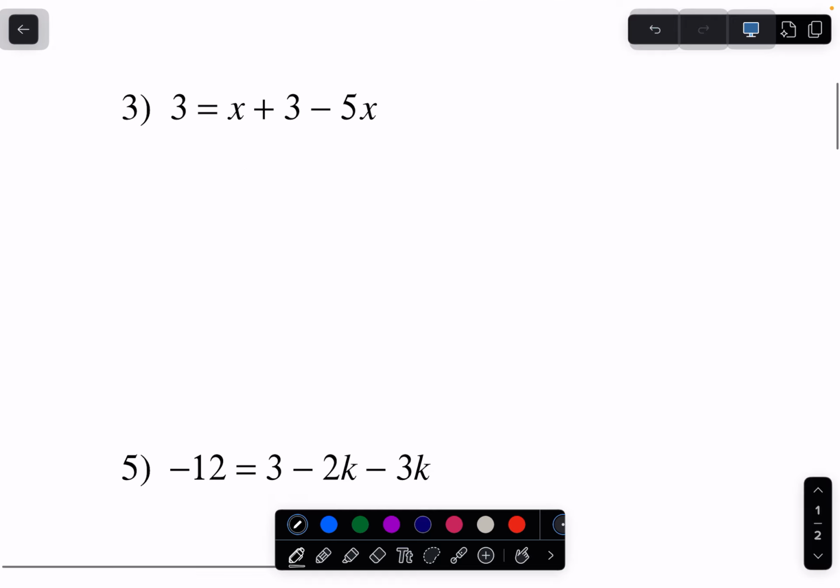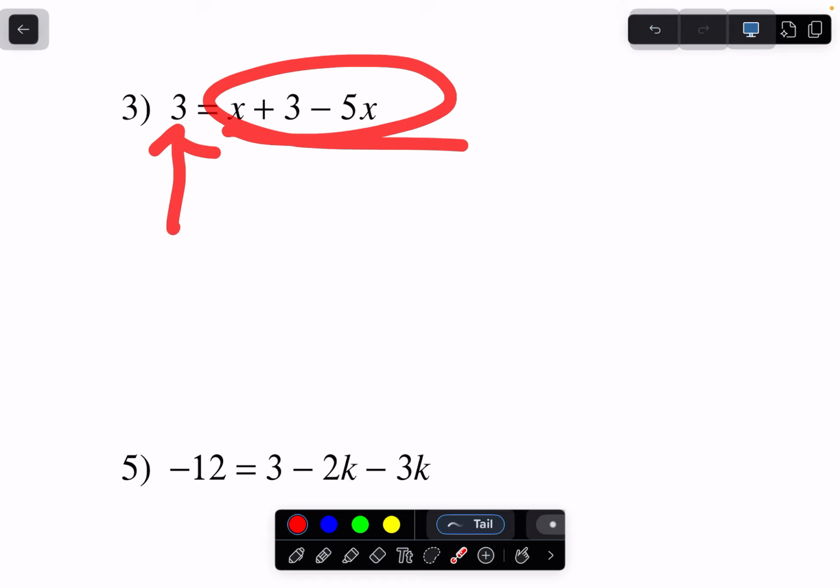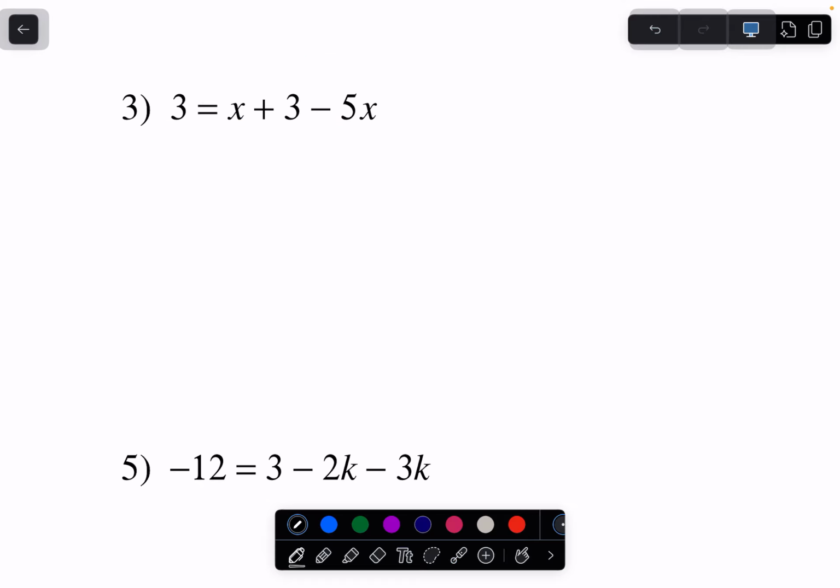Now let's look at number 3. Now on 3, it's the opposite side, but it's still the same technique. This side's done, so this side we need to combine or do whatever. I notice that this term and this term are like terms. Now, we know that because they have the same variable with the same power on it. And it's really like 1 of those minus 5 of those is negative 4 of those.